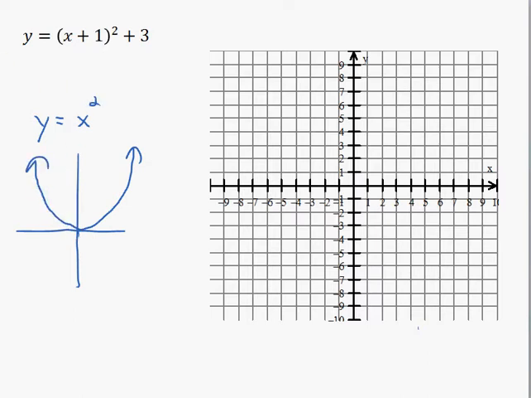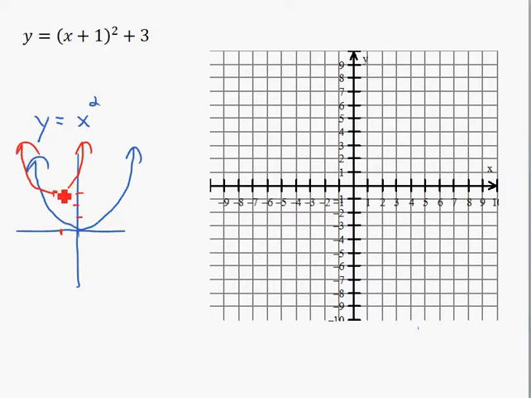And if we use our rules of transformations, when you add 1 on the inside to x, that's going to shift the graph left 1. So that would be back here. And then when you add 3 to the entire function, that's going to shift it up 3. So that's going to be right here. It shifts it left 1 and up 3. So the vertex is back 1, up 3.